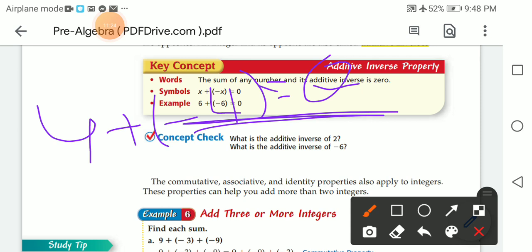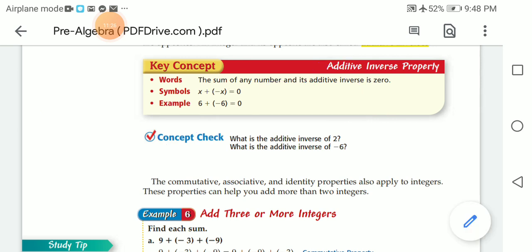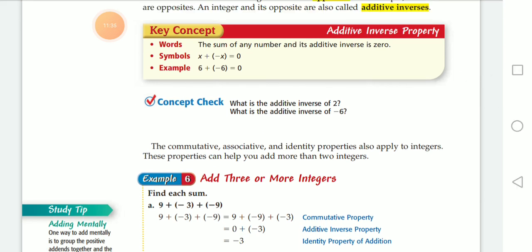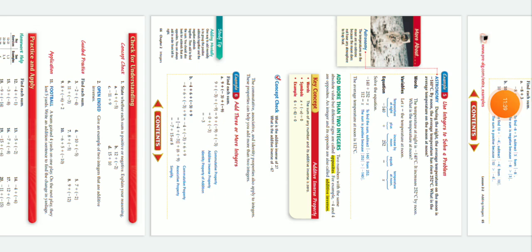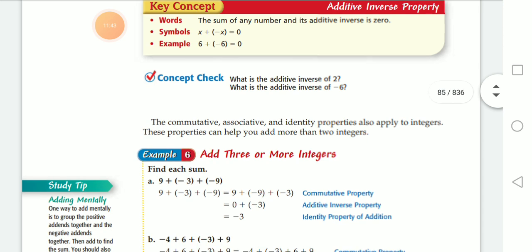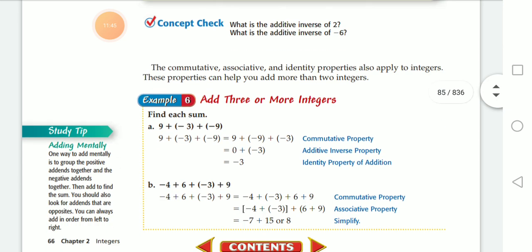And I have here also an example. Examples: x plus negative x gives me 0. 6 plus negative 6 gives me 0. What's the additive inverse of 2? It's negative 2. What's the additive inverse of negative 6? It's 6, okay? The opposite.